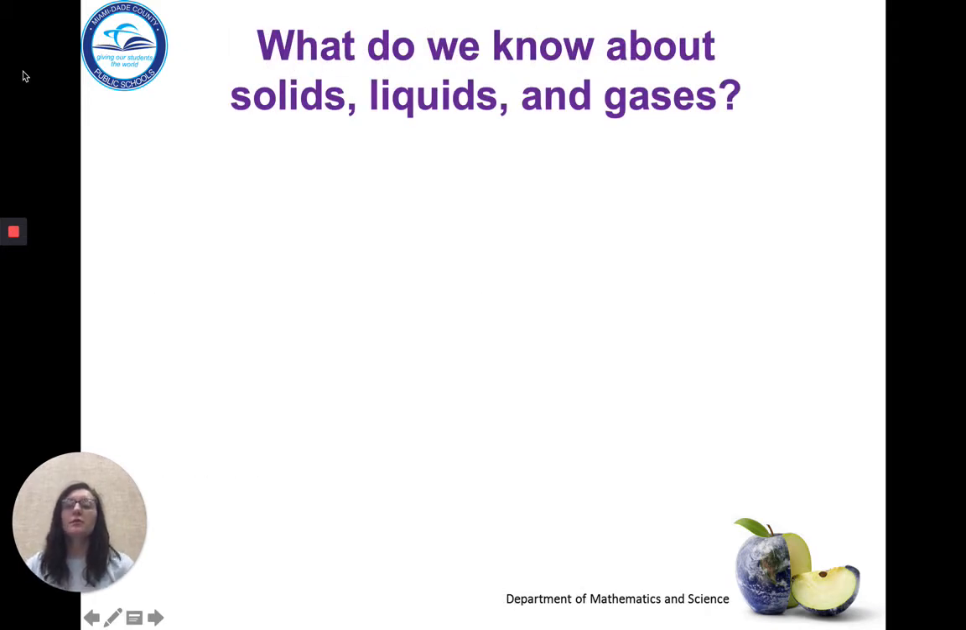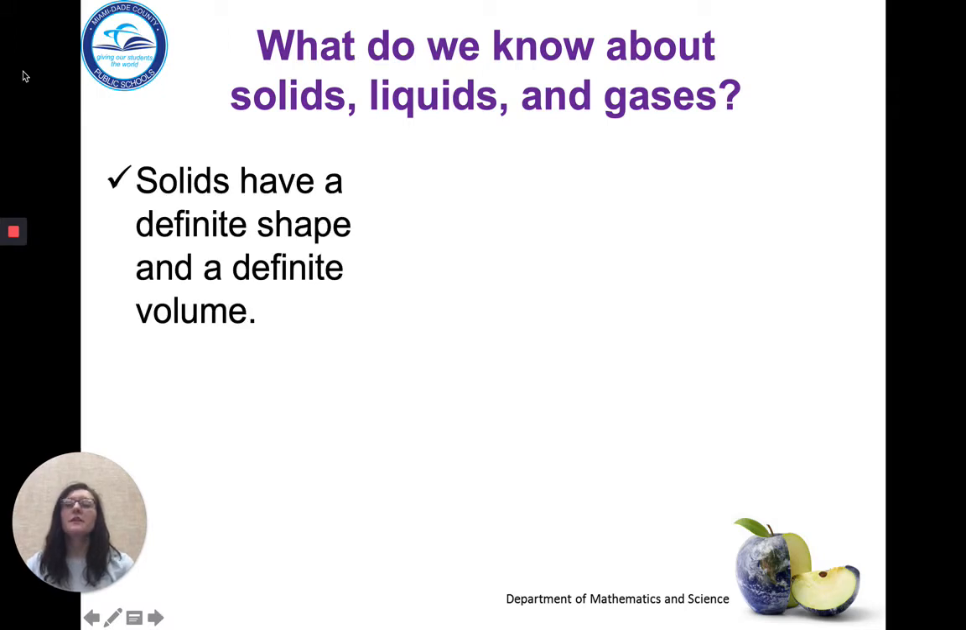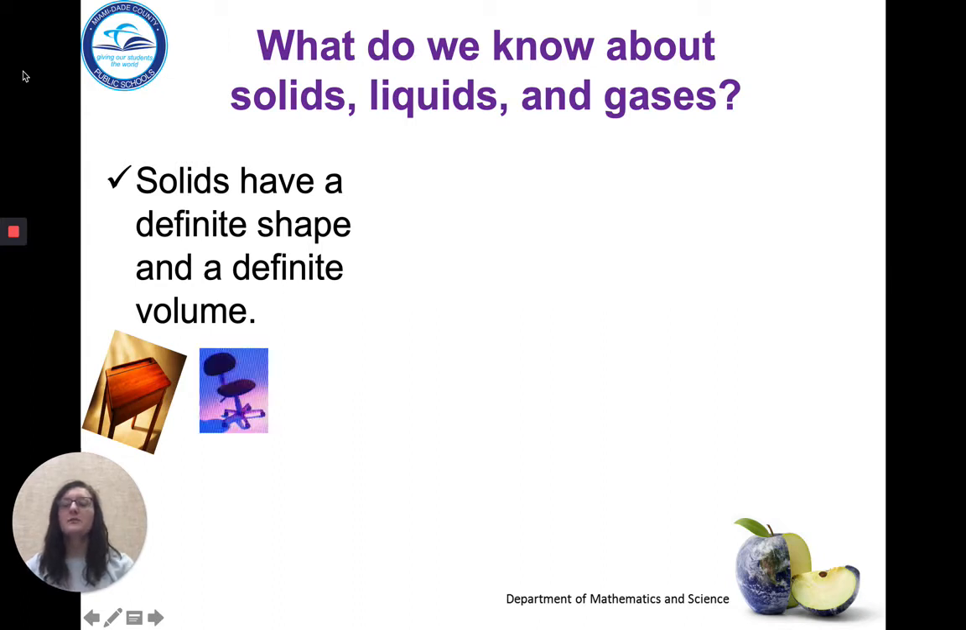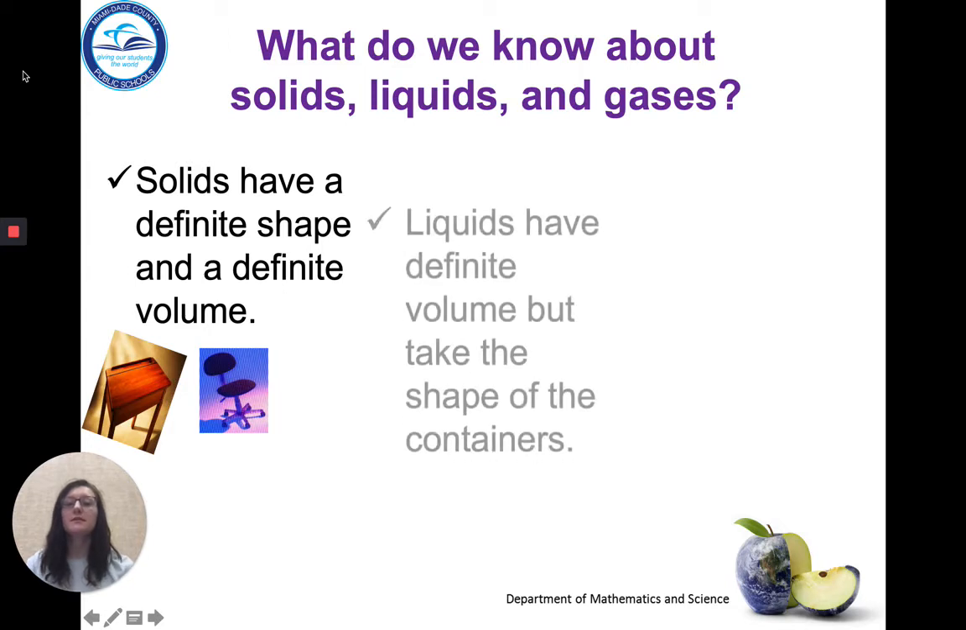So what do we know about solids, liquids, and gases? First off, solids have a definite shape and a definite volume. For example, the desk that you write on has a definite shape, so when you look at it, you know that it is a desk. And also the chair that you sit in, you know that it's a chair that's going to support you, and both of these also have a definite volume. They take up a certain amount of space, depending on how big or small they are.